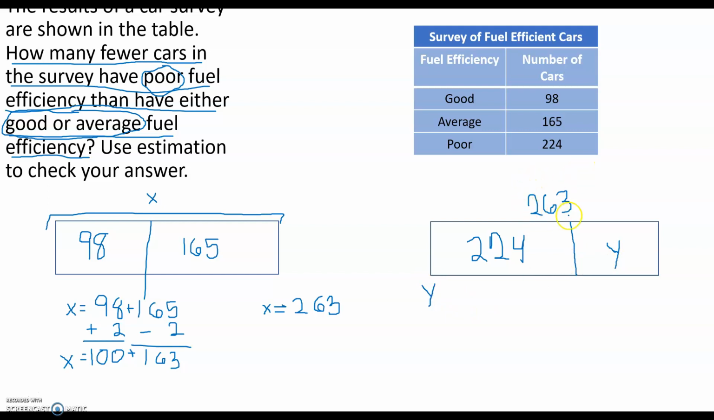now since this total is not our unknown number, we need to subtract to find the unknown number. If this were our unknown, we would just add these two together. But we are going to subtract. So y equals, we'll take our total, 263, minus 224.